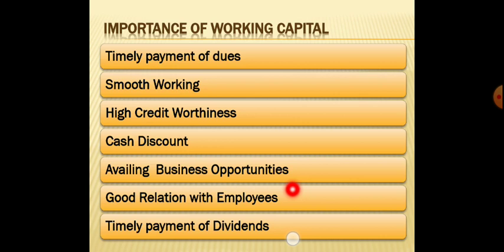The sixth point is good relations with employees. Sufficient working capital means you can pay wages and salaries to the employees in time. This gives a sense of safety and security to your employees. The last point is timely payment of dividend. When you have an adequate amount of working capital, you can pay your dividends in time. This gives a good sense of security to your shareholders that yes, the company is running in profit, or the company has a good reputation in the market.